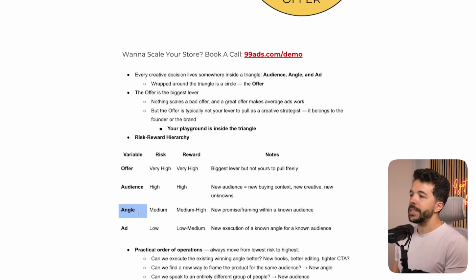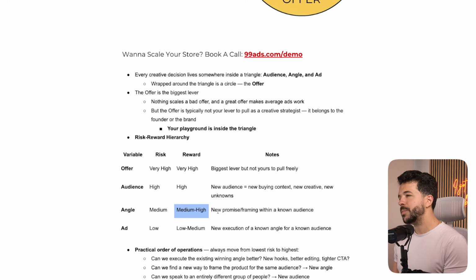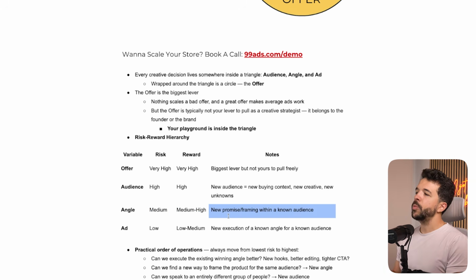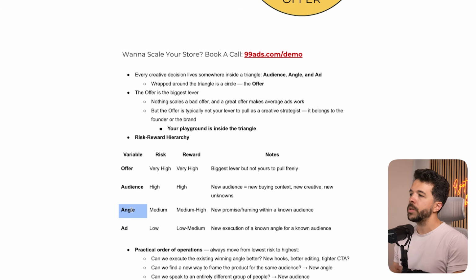Then the next variable is the angle. Here, the risk is medium, the reward is medium, I would say, not medium high. And this is basically a new promise or framing within a known audience. So you have a winning offer, you have a winning audience, and you focus on opening up new winning angles to sell to that specific audience.